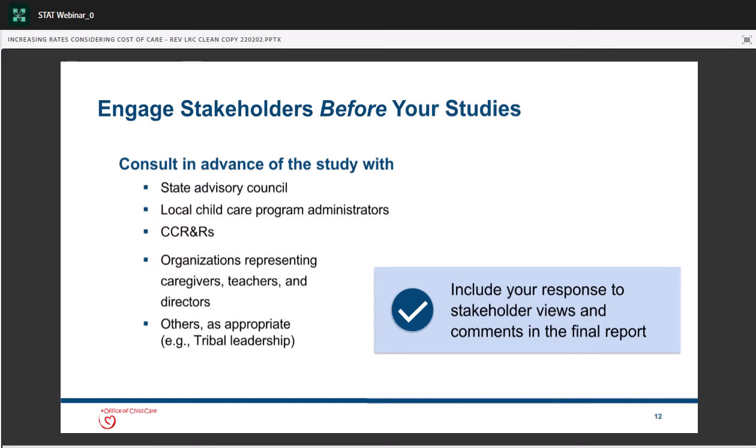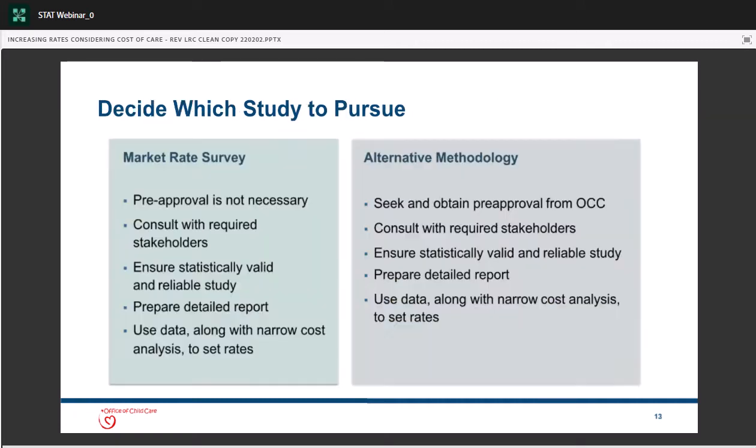And you'll want to keep track of the comments and suggestions of your stakeholders, as you'll need to address in your detailed report how those were taken into consideration. Next slide, please.